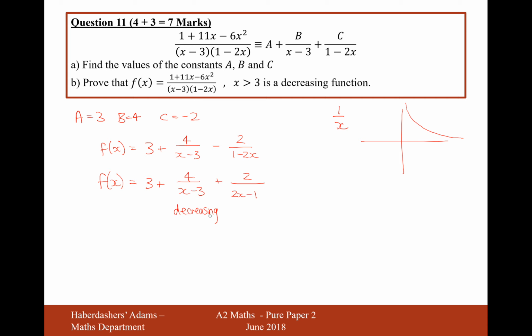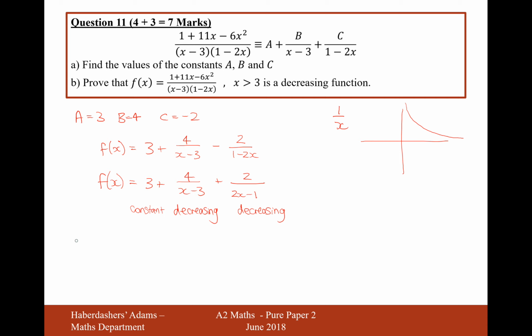And the same is going to happen to the fraction on the right as well, 2 over 2x minus 1. As x is a number bigger than 3, and as x gets bigger, then the number on the bottom of the fraction is going to get bigger. 2 over something that gets bigger and bigger is also a decreasing function. 3 is just going to stay as 3, so this is going to stay constant.